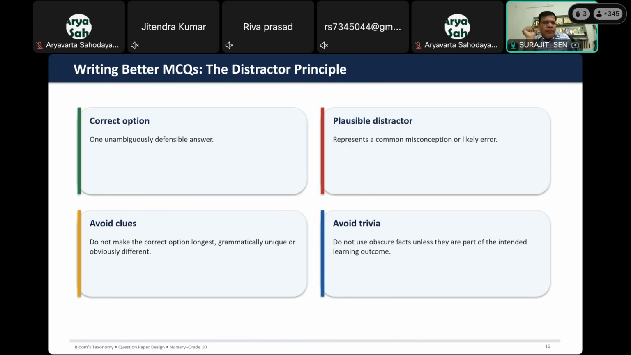Avoid clues. Do not make the correct option the longest, or grammatically unique, or something like that. We are not here to test their grammar. And avoid trivia. Do not use obscure facts unless they are part of the intended learning outcome. Don't give any option which has no meaning towards the question, no relation, no understanding towards the question. Just to make an answer over there, we cannot give it like that. Okay. So be very, very careful whenever you are making an MCQ. Avoid trivia. Avoid unnecessary, unintended distractors.